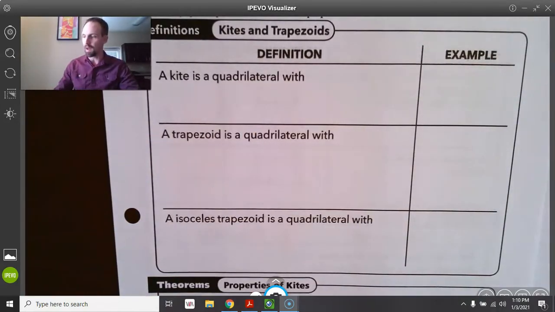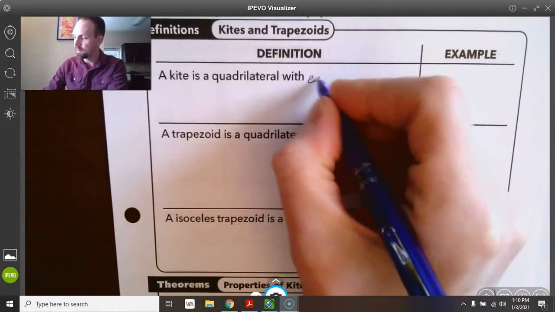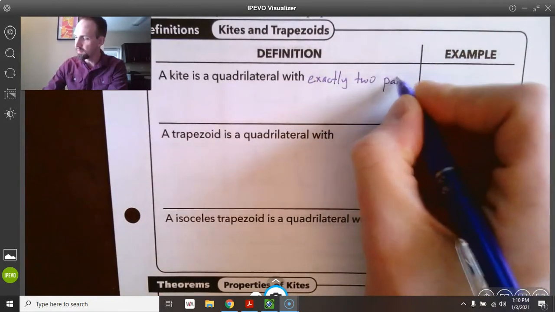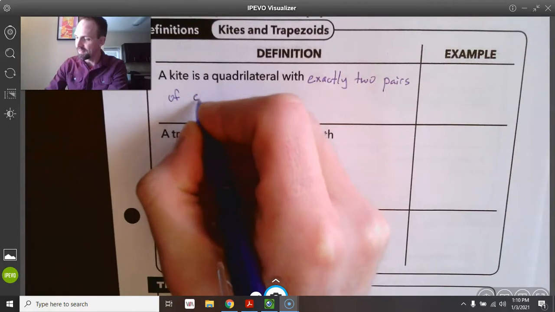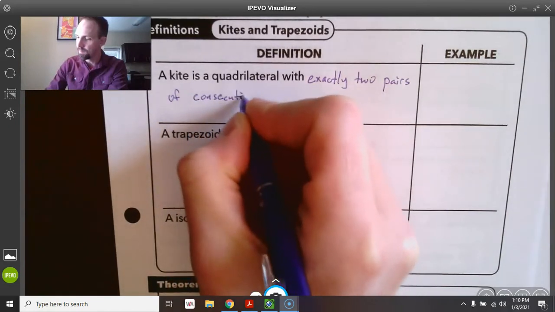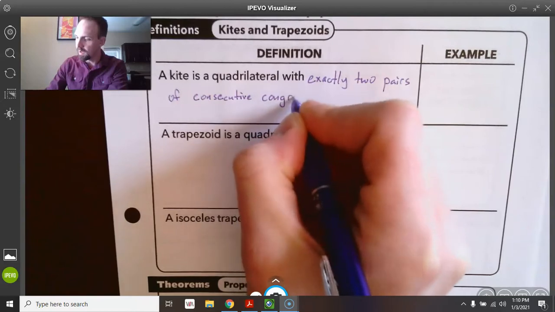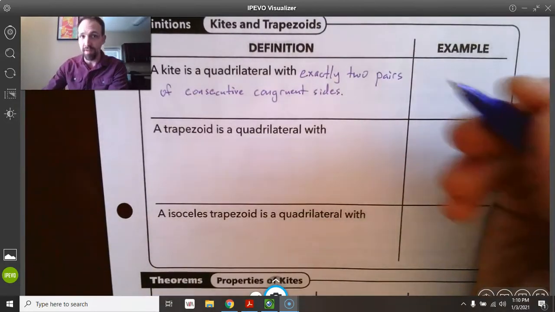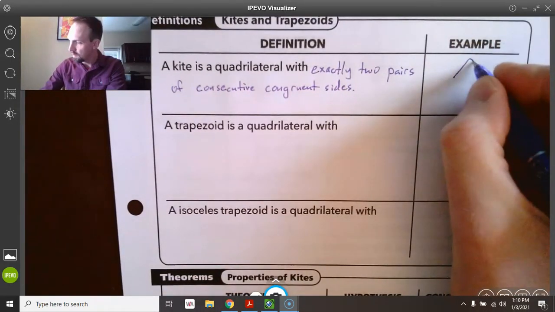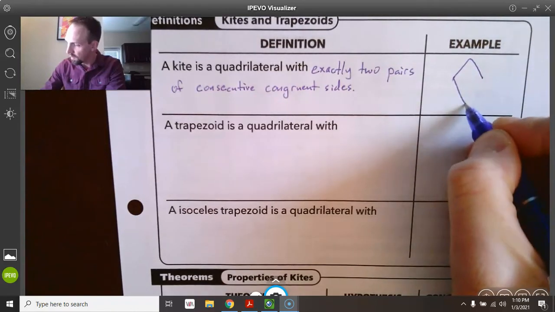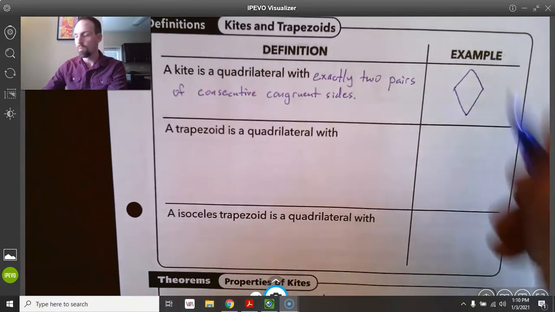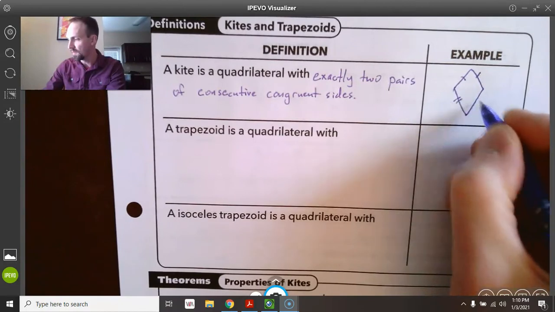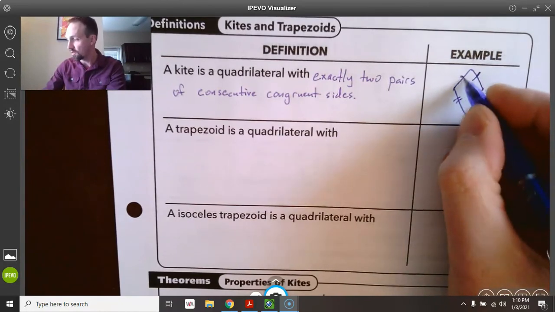So a kite is a quadrilateral with exactly two pairs of consecutive congruent sides. Which means, if I was to draw a picture of a kite, most people think about a kite like this, where it's kind of like a little tiny part up the top, and then at the bottom of it, it's a little bit longer, and that's actually what a kite is.